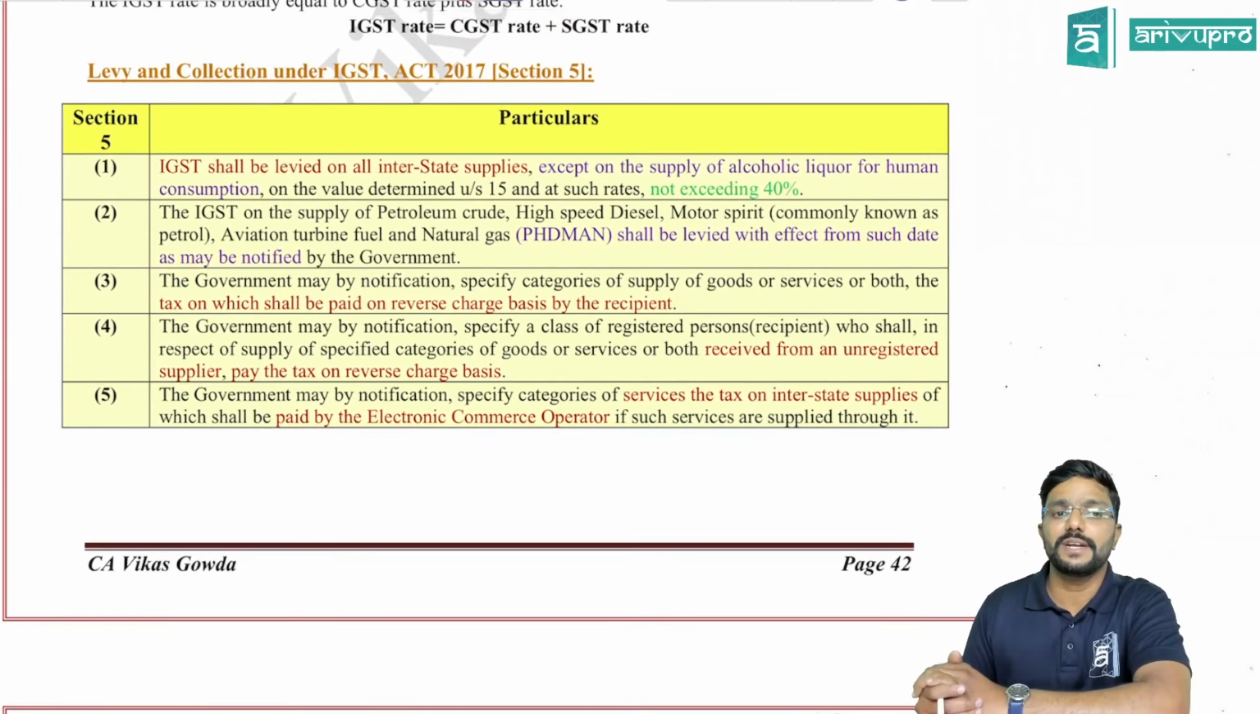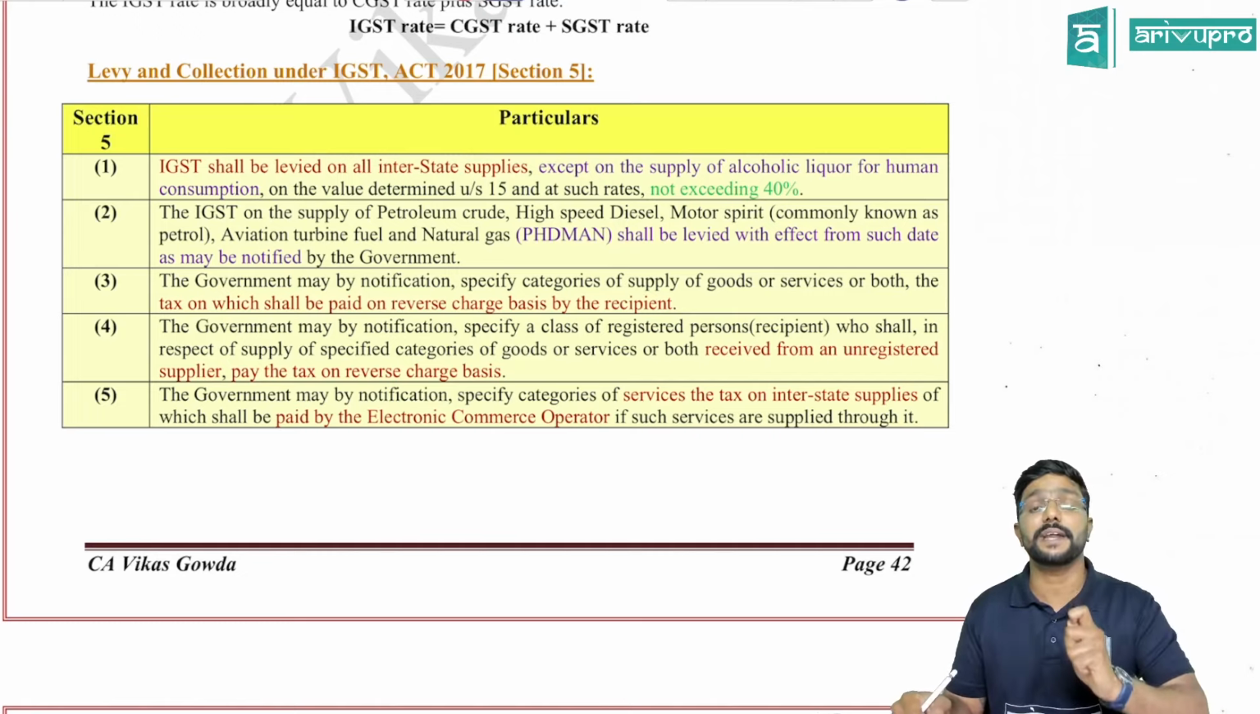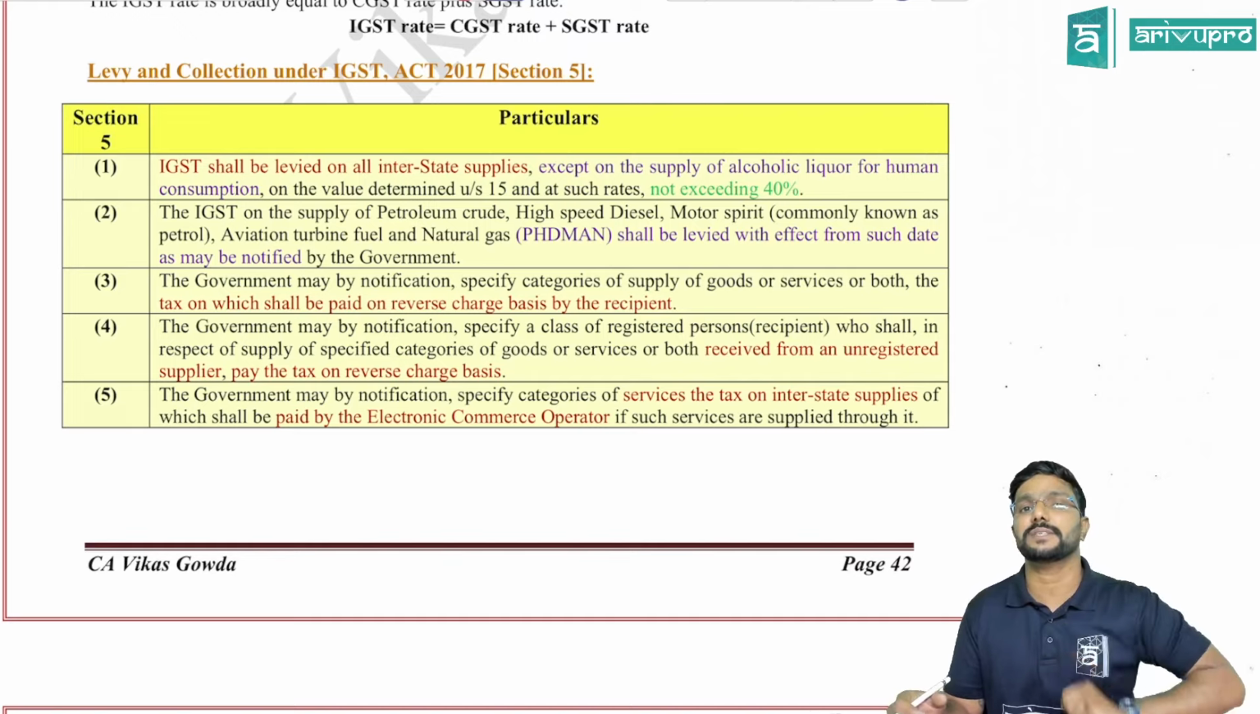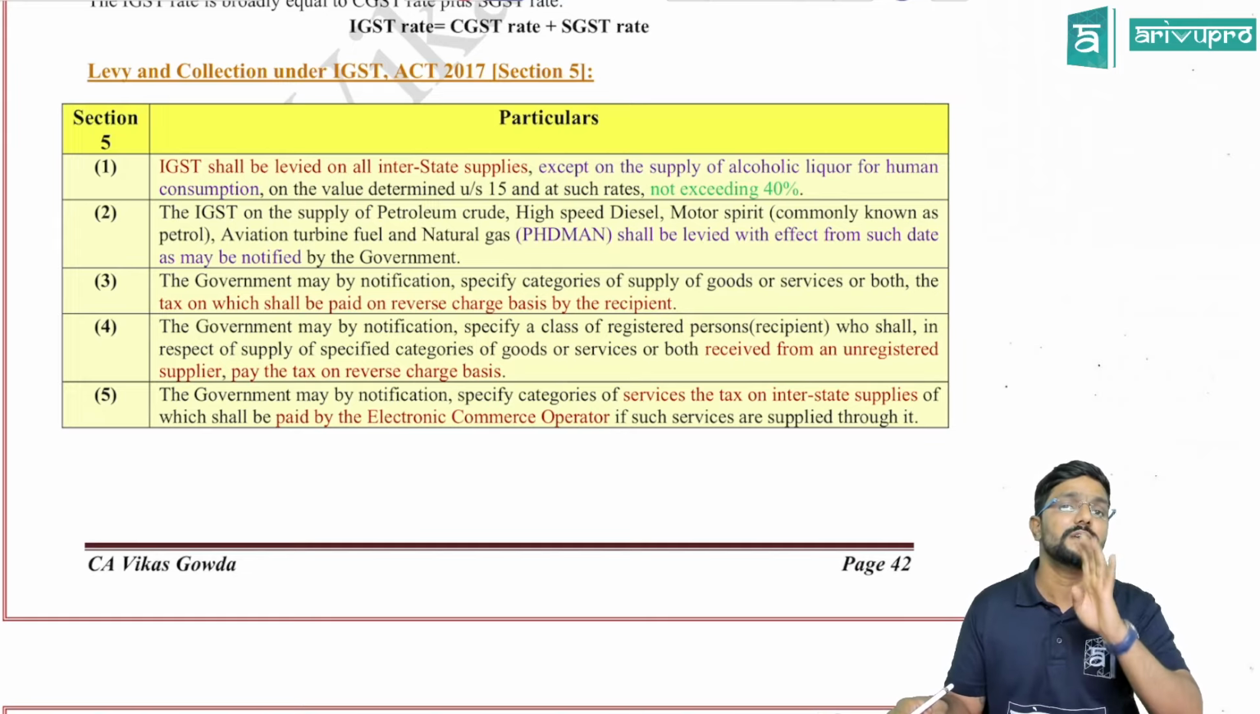Section 5 subsection 1 tells us IGST shall be levied on all interstate supplies, except on supply of alcoholic liquor for human consumption, which is completely kept outside the GST, on the value determined under section 15 of the CGST Act, and at such rate not exceeding 40%. Means as per the law, the maximum rate for the government to levy tax under GST is 40%.